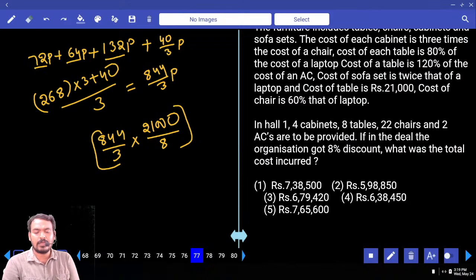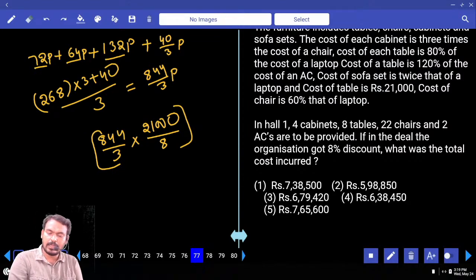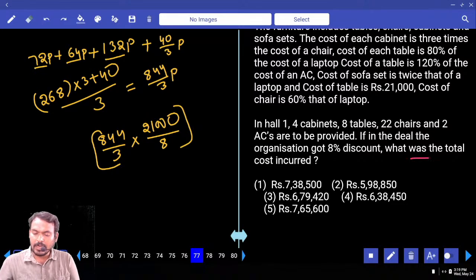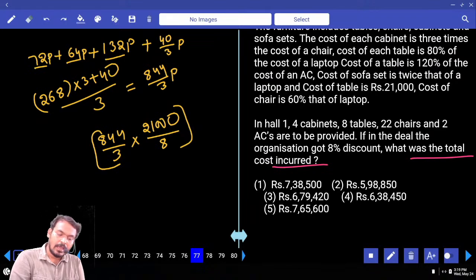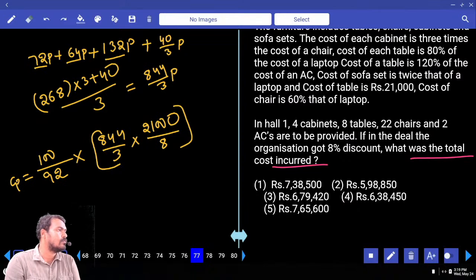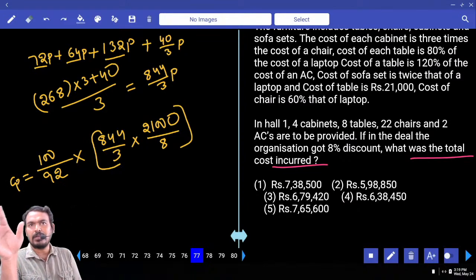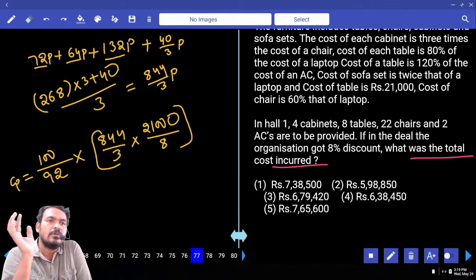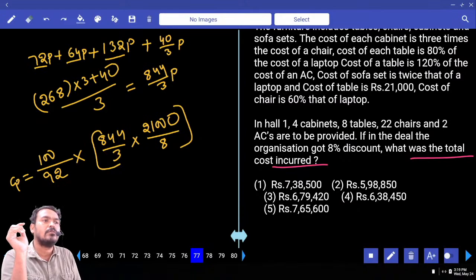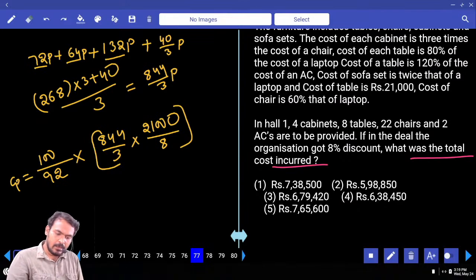In this one, how much percent is the discount? 8%. 8% discount means, if in the deal the organization got 8% discount, what was the total cost incurred? After a discount, it is how much? 92%. Before the discount, 100%. Original cost price we take as 100%. In that, 8% discount means 92%. Then this value is the 92% value or the 100% value? 92%. But we require the 100%.